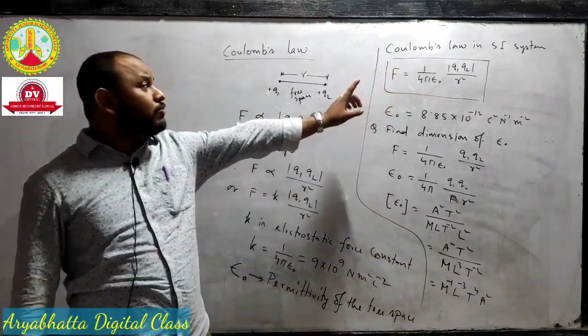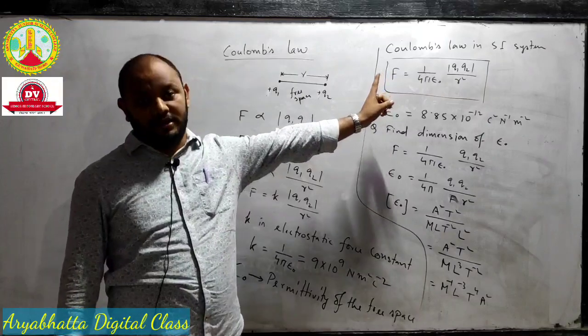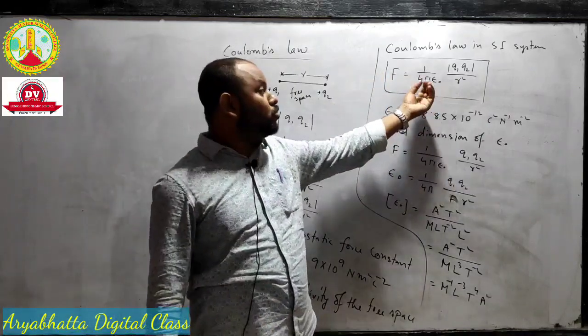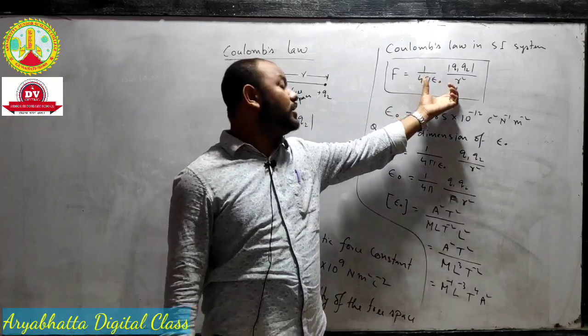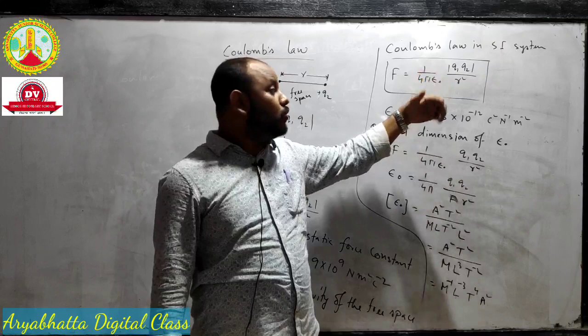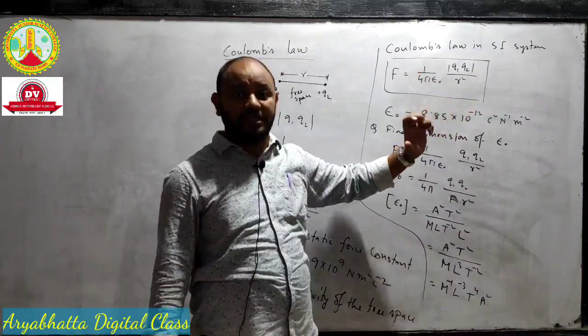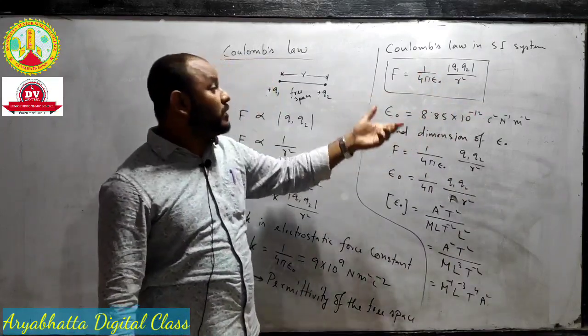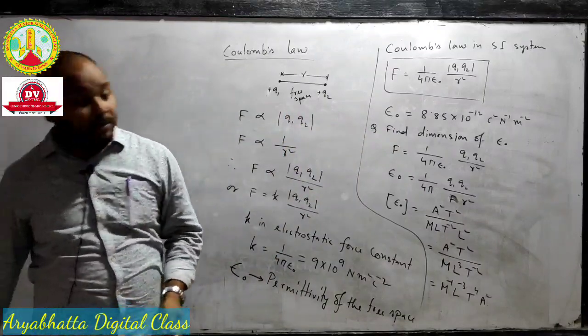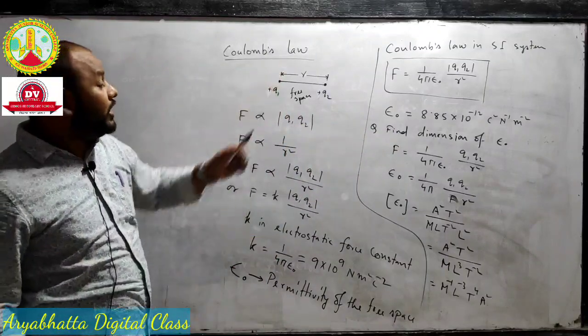So remember, force is a vector quantity, but in this equation we have shown only the magnitude. This is only the magnitude of the force. What is the direction? For direction, we need to explain Coulomb's law in vector form. Now, I am going to explain Coulomb's law in vector form.